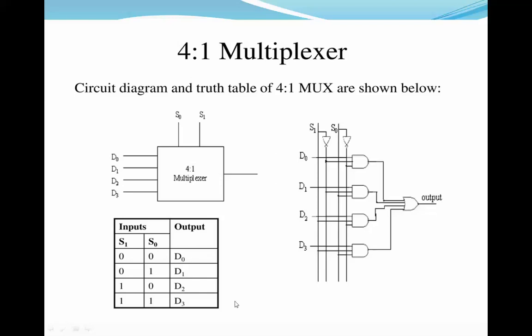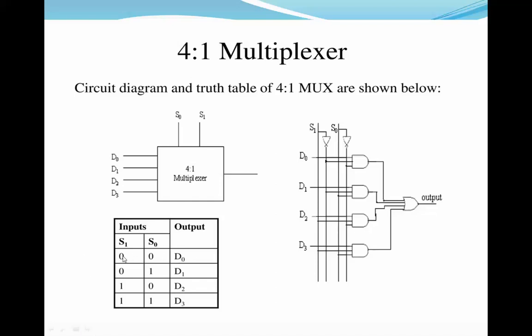Out of this truth table we can make the Boolean expression of the multiplexer. The Boolean expression here simply will go like this: we don't have to solve it using the K-map, or simplify the Boolean expression using any Boolean law. We will just simply write an expression from this truth table.